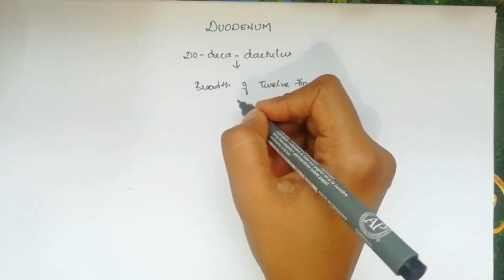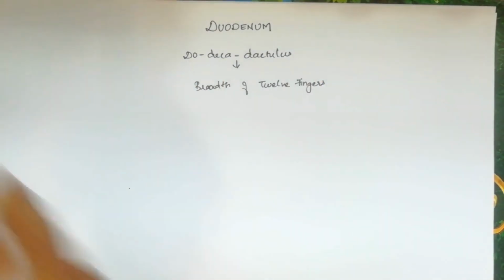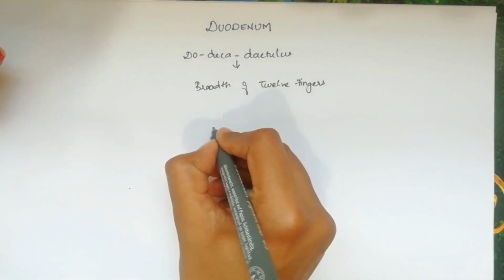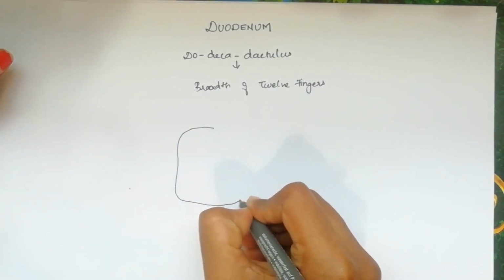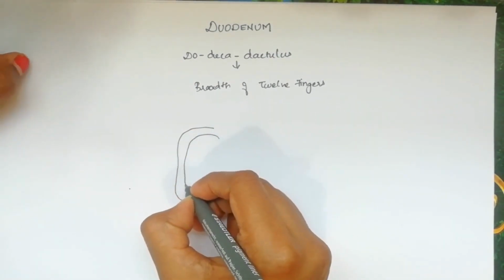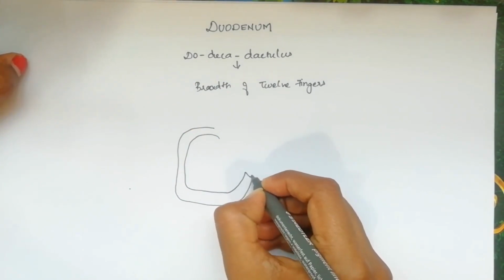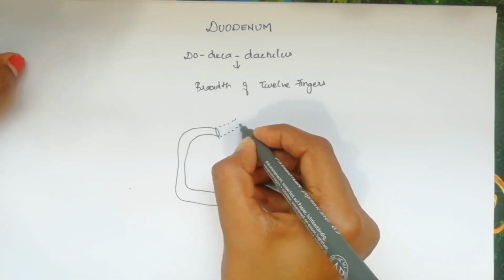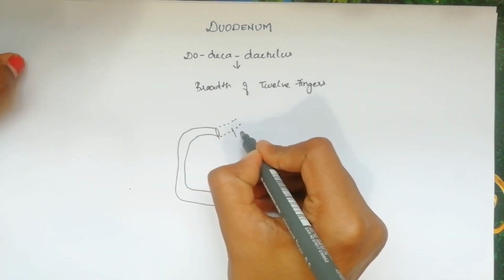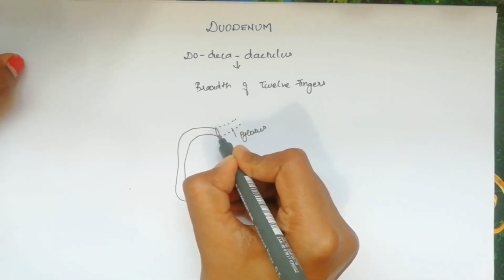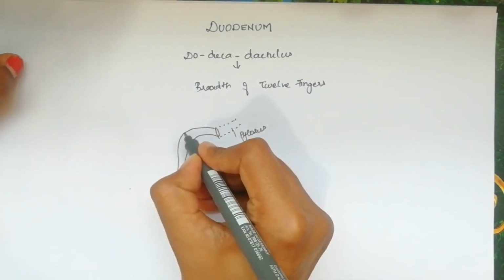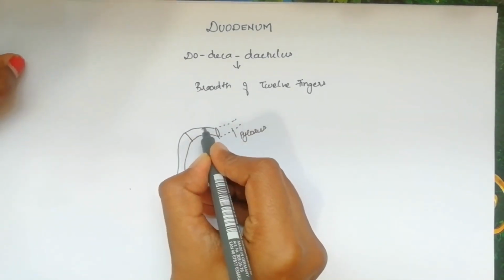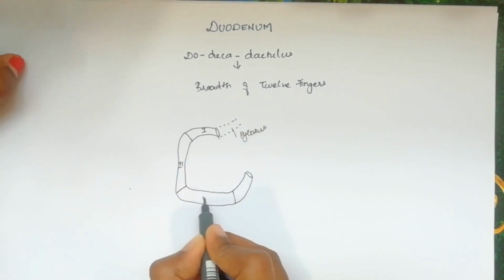Before going to the detail, we have to know anatomically what shape it takes. The duodenum has a C-shaped curve. The stomach ends as the pylorus, and that pyloric part extends as the duodenum, which is again divided into 4 parts. We can divide this into 4 parts: this is the first part, this is the second part, third and fourth part.